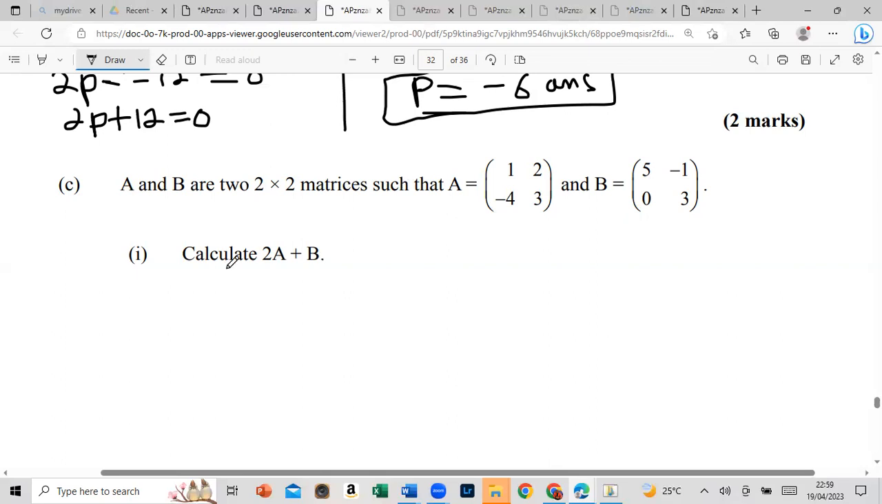Alright. So it says 2A plus B. That might seem very complex, but it's very simple. First, we want to rewrite this. So 2A actually means 2 multiplied by all of what is in A, so we're going to increase everything by that. And then we add B to that. So B is 5, negative 1, 0, 3, so let's put the plus.